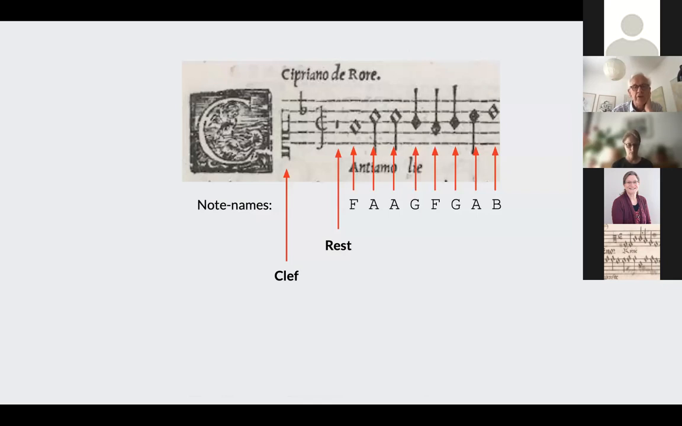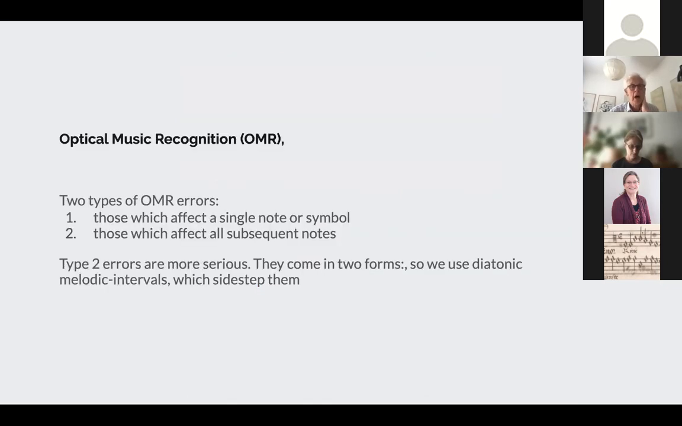It's pretty obvious to people like yourselves what the individual components of this fragment are, and you can see that the clef is a C clef on the bottom line, so that the first of the notes there is an F, A, G, F, G, A, B. That's obvious. Now, when you subject a page like that to optical music recognition, you're going to get two characteristic types of error.